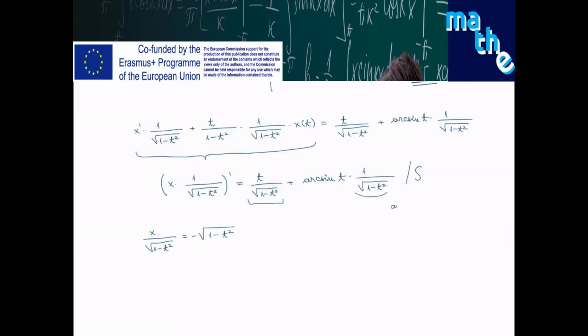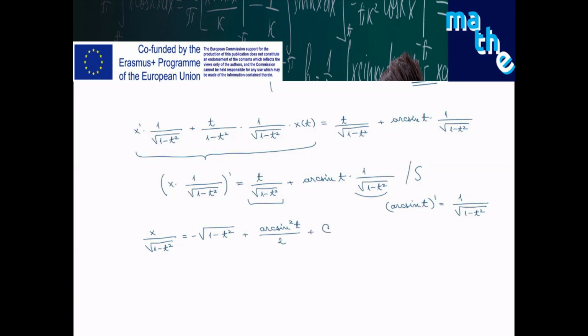and we observe that the derivative of the arcsin of t is exactly this function. So by integrating it, we obtain the square of the arcsin of t over 2 plus a constant, a real constant.